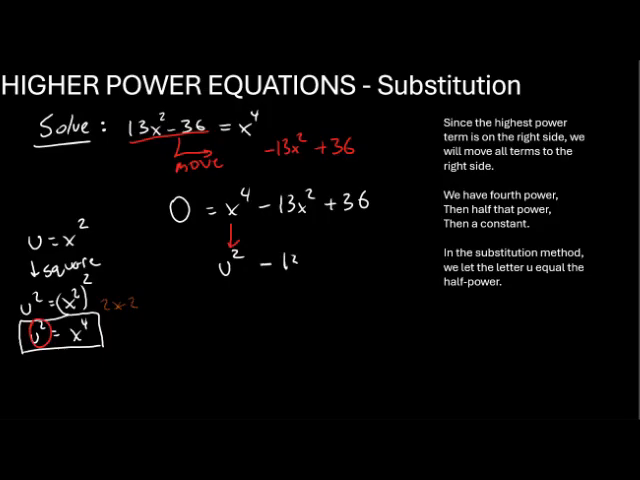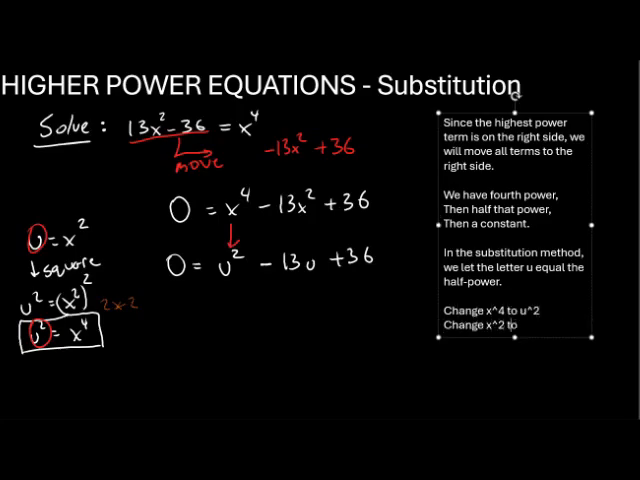We'll have minus 13x squared, but we said x squared was u, and then we add 36 and set this equal to 0. So effectively, we've replaced x to the fourth with u squared and replaced x squared with u. When you're doing the substitution method, what we want is to have a u squared and a u. Once you have this, you can factor this normally.